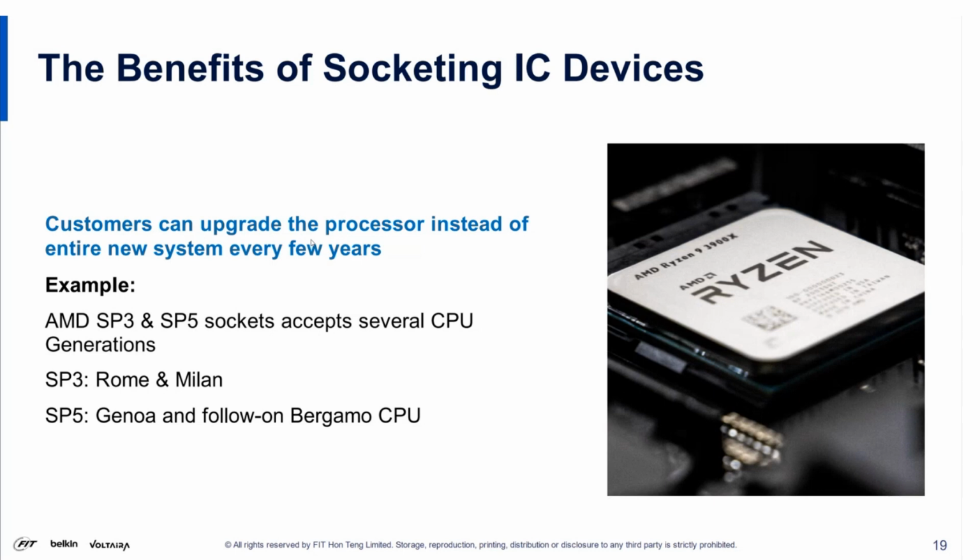So oftentimes, with customers such as AMD, we will design a socket which is multi-generation. AMD's SP3 and SP5 sockets accept several generations of CPUs over the years. SP3 is compatible with Rome and Milan, and SP5 is compatible with Genoa and the follow-on Bergamo CPU. So it allows you to reuse the same socket and just upgrade your system without having to replace the socket.